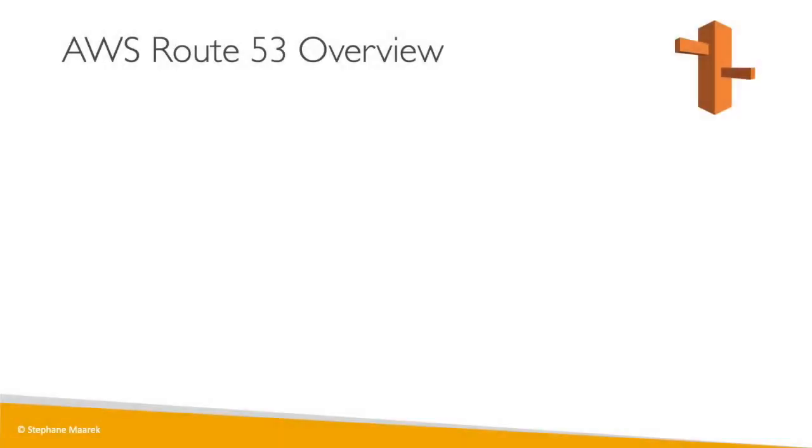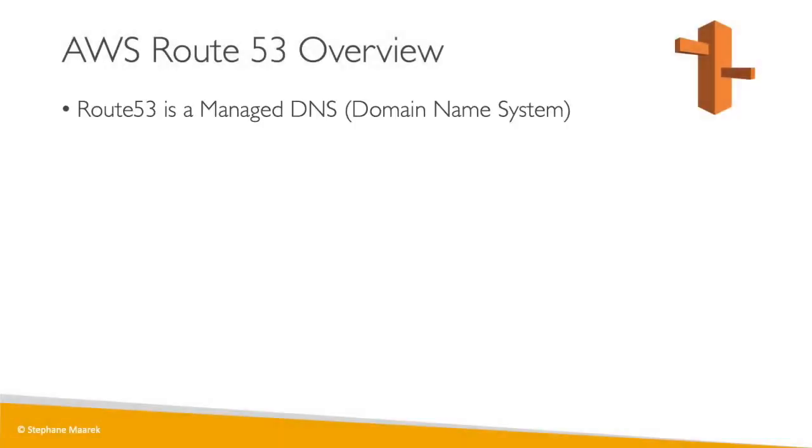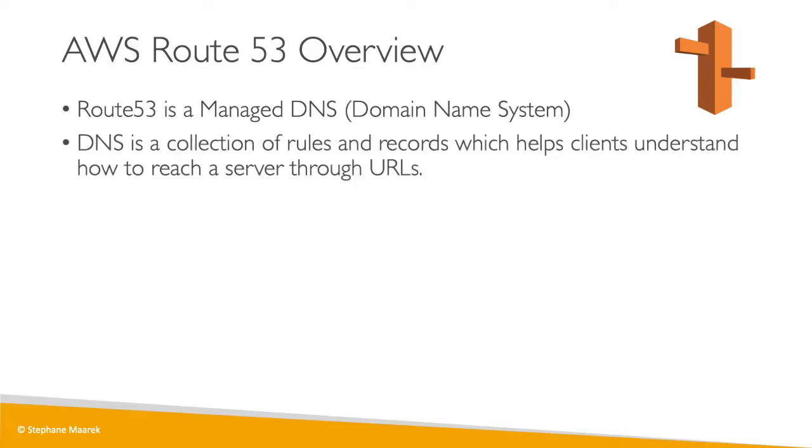Okay, so let's talk about Route 53. Route 53 is a managed DNS, and DNS stands for Domain Name System. What's a DNS overall? Well, it's a collection of rules and records that will basically help clients understand how to reach a server through URLs. So think of it as what it says, it's routing clients to final addresses.